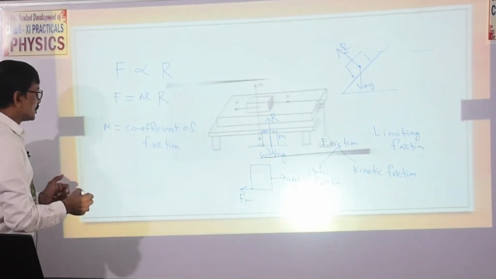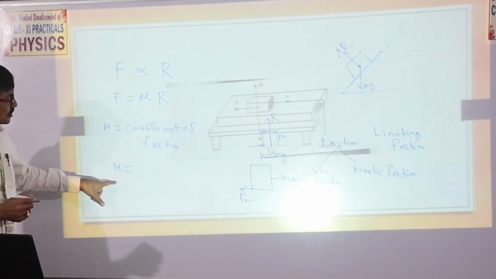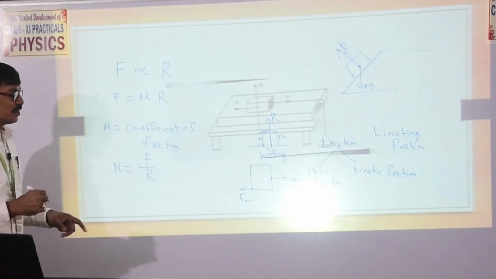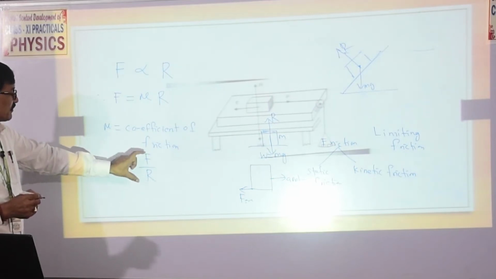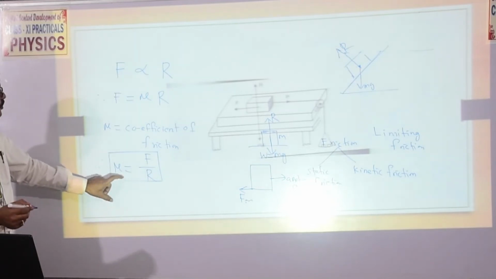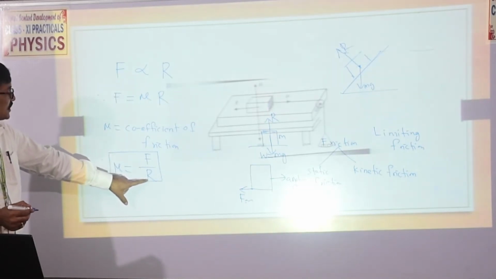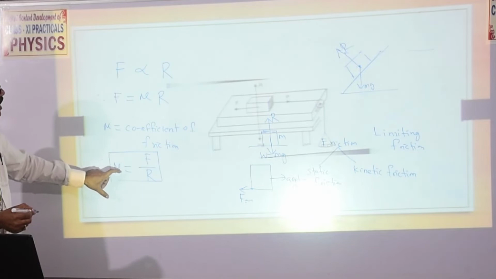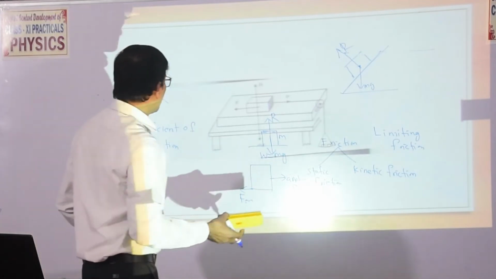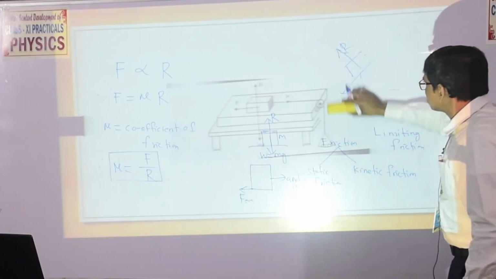Therefore, mu equals F divided by R, because you have to determine the coefficient of friction. By knowing the values of F and R, if you divide F by R, you get the coefficient of friction. Then what is the unit of the coefficient of friction? Both the force of limiting friction and the normal reaction are forces. Therefore, the coefficient of friction has no unit and no dimension. Then we can draw the graph and calculate the coefficient of friction from the graph.